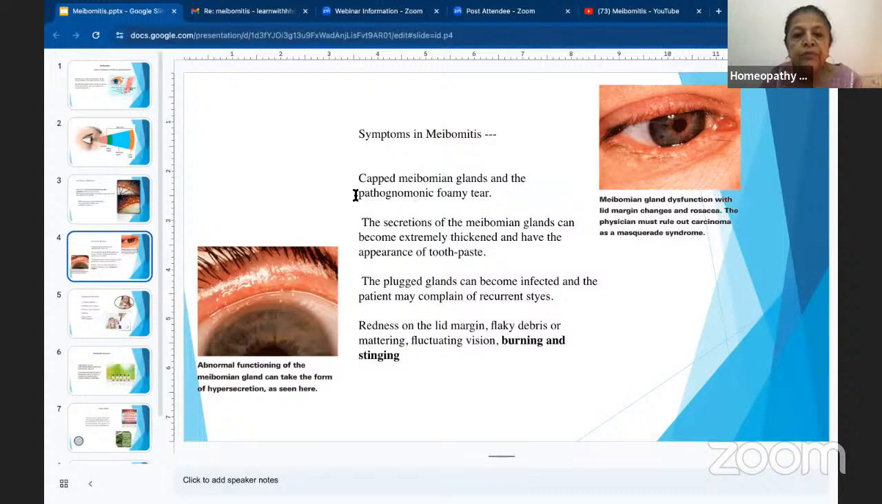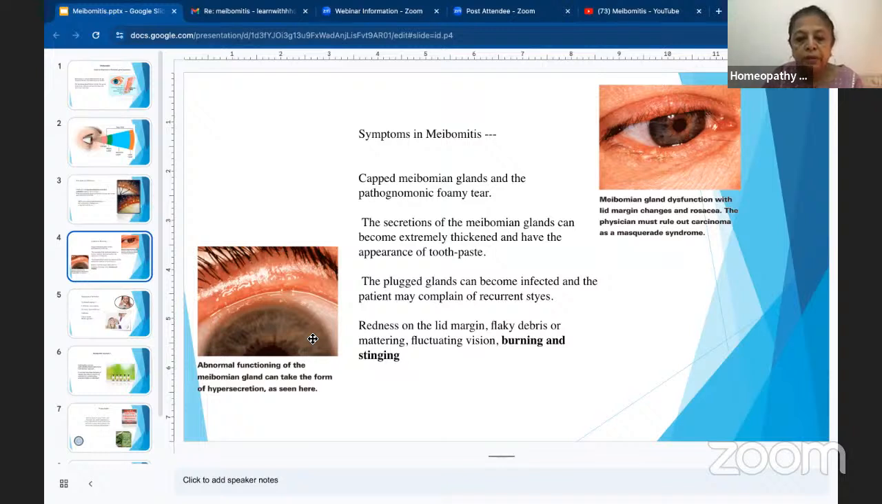Sometimes you can see a capped Meibomian gland, that means there's a capping, and here we see an elevation like that. The discharge is usually a foamy discharge. You will see foamy secretion like that. It's a very important sign for Meibomitis. There is redness, there's infection, and there's a fluctuation of vision because of the secretion which comes in front of the cornea, so the vision is reduced.